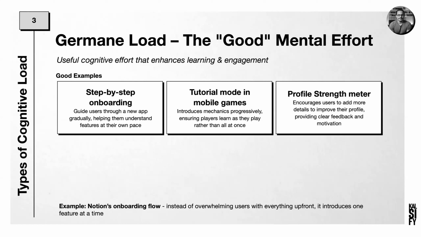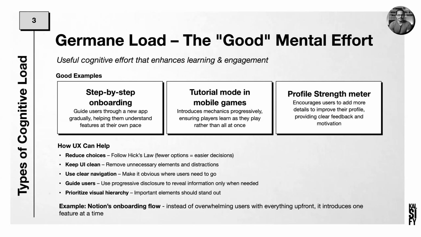What this means for UX designers. Now that we understand the three types of cognitive load, here's the golden rule for UX design. If your design makes users think too hard, they leave. Your job as a designer is to make decisions feel effortless.